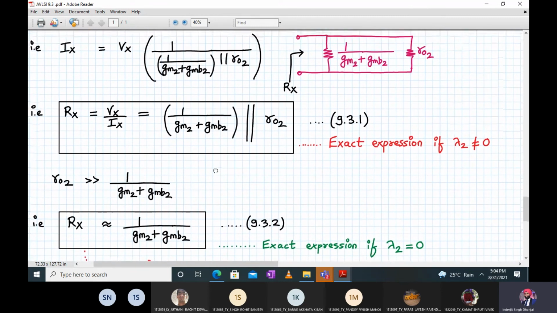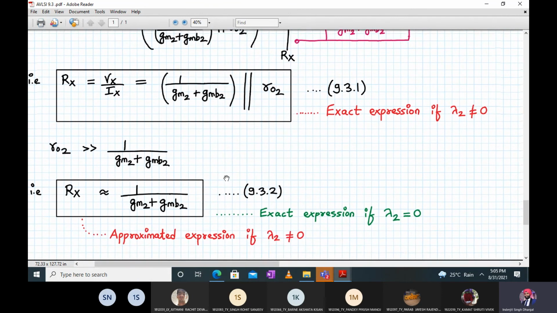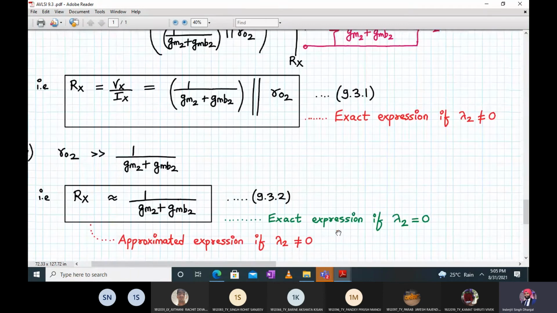And if we consider lambda 2 is equal to 0, the expression becomes RX approximately equal to 1 upon GM2 plus GMB2, because RO2 will disappear. Or we can consider that RO2 is very much higher compared to 1 upon GM2 plus GMB2. So even if lambda 2 is not equal to 0, we can still write RX approximately equal to 1 upon GM2 plus GMB2. The exact expression remains the same for lambda 2 equal to 0.